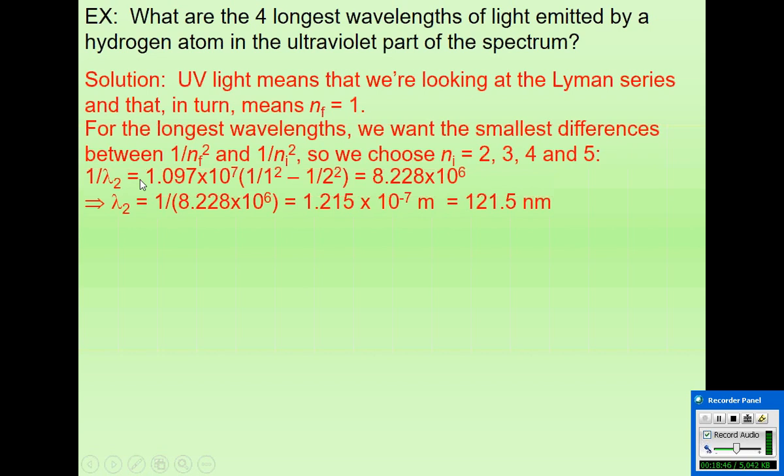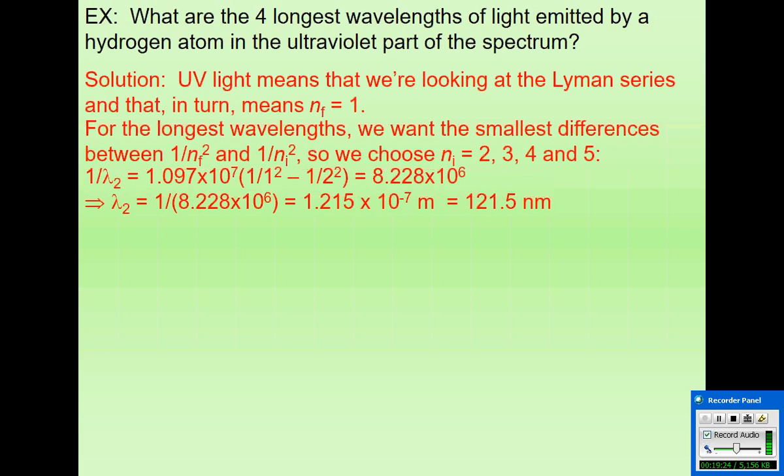We plug in for n initial equals 2, 1.097 times 10 to the 7 times 1 over 1 squared, because n final equals 1, minus 1 over 2 squared. That gives you 8.228 times 10 to the 6, and then don't forget to take the inverse. 1 over 8.228 times 10 to the 6 is 1.215 times 10 to the negative 7, which is meters, which is equivalent to 121.5 nanometers. And that is definitely in the ultraviolet part of the spectrum.